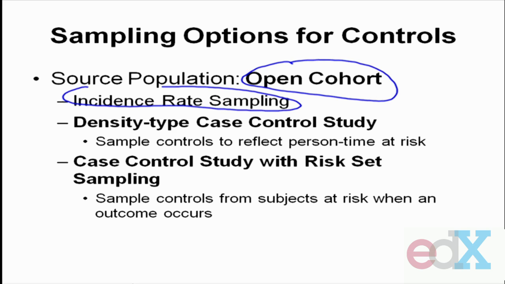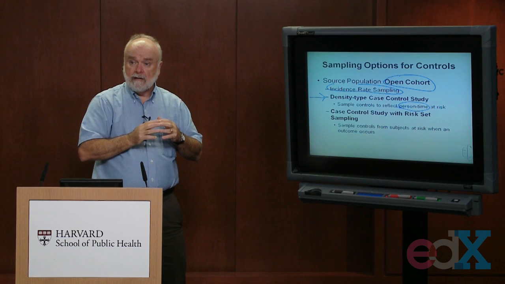And there are two types of case control study designs that I want to talk about under that particular setting. One is going to be called the density type case control study. It's the most common case control study that was done in the past. The controls are being selected from that open cohort that existed in our minds in the past. So the chances of someone being selected as a control should reflect how much person time that person was contributing in that previously done cohort study that exists in our mind.